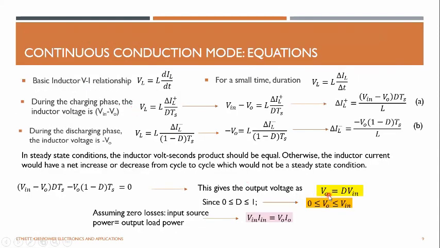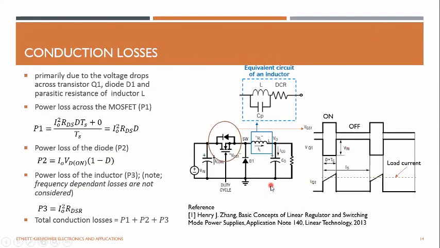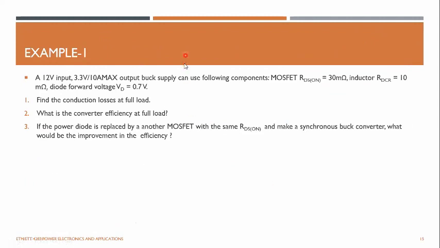So output V out is equal to D times V in. Using this equation, first calculate this, because we have to know V out is D V in, which gives you the duty cycle. So V out is 3.3 and V in is 12 volts. So you can calculate the D.